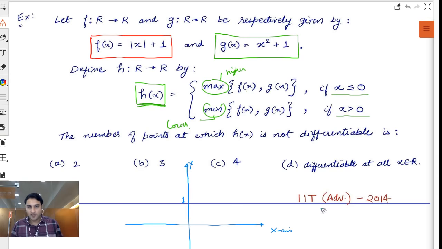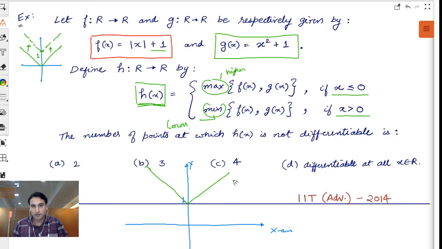ठीक है. Let me use this line. This is 1. Now mod x plus 1. ये तो simple है because you know mod x. You know mod x graph is this. This is mod x. When we do plus 1, what will happen? The mod x graph will come up by 1. The mod x graph will shift up by 1. Agree? We just learned. So mod x plus 1 का graph is like this. So this is the graph of mod x plus 1. Mod x plus 1. Right?